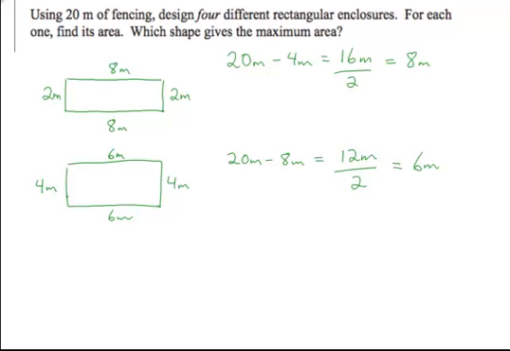We could use a whole bunch. Maybe one like this. This is not to scale. Each of these is 1 meter. Okay, that leaves us with 18 meters. So each of these lengths would be 9 meters.